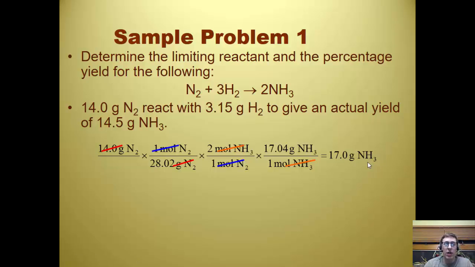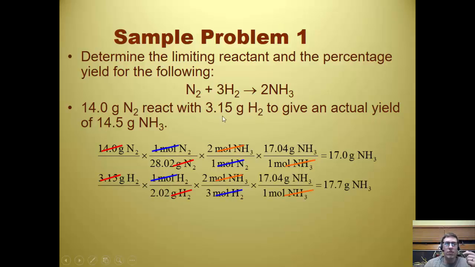That is for nitrogen. However, we have a second given here, second reactant. So we have 3.15 grams of hydrogen here. We use our molar mass, 2.02 grams of hydrogen, 1 mole of H2. Then our ratio is now 3 moles of H2 to 2 moles of NH3. And again, we finish out by multiplying by the molar mass. So now we have 17.7 grams of NH3. And you see where we're going here.